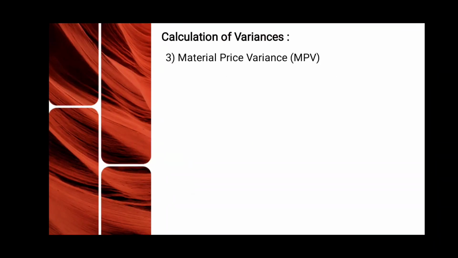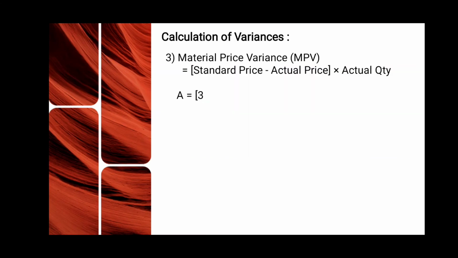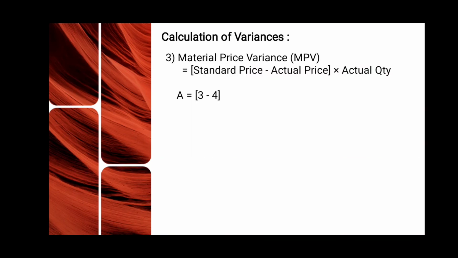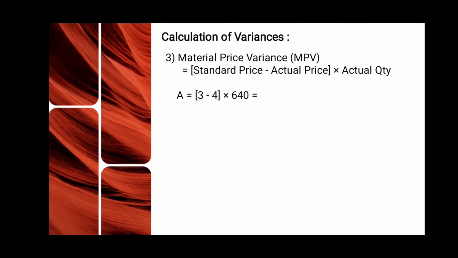Third, material price variance, which is equal to standard price minus actual price into actual quantity. So for material A, standard price is 3 per unit minus actual price is 4 per unit into actual quantity, that is 640 for material A, which will be equal to rupees 640, which is negative. So we'll mark it as A.